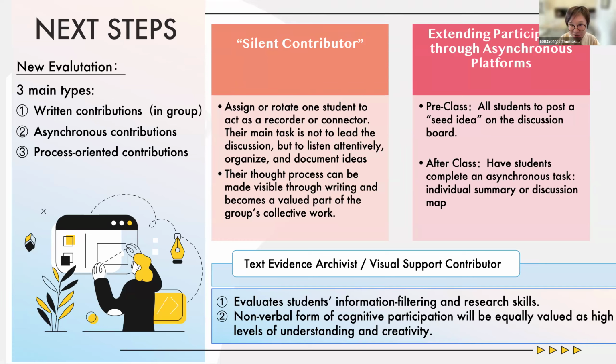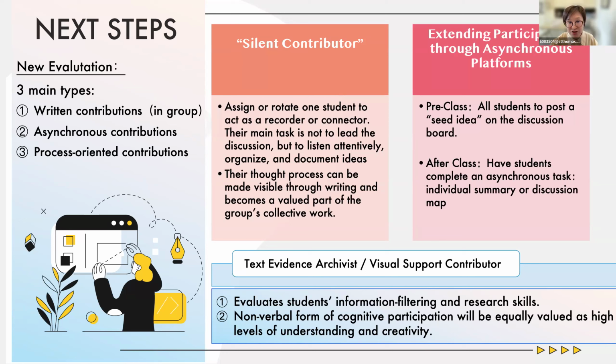To make participation more inclusive and meaningful, we are introducing a diversified evaluation system that goes beyond just speaking in class. It would include 3 main types of contributions: written contributions, asynchronous contributions, and process-oriented contributions. For written contribution, we have the silent contributor role, where one student in each group serves as a recorder or connector. Their job is not to lead the discussion, but to listen carefully, organize ideas, and document them onto the tablecloth or posters, making their thinking process visible and valuable.